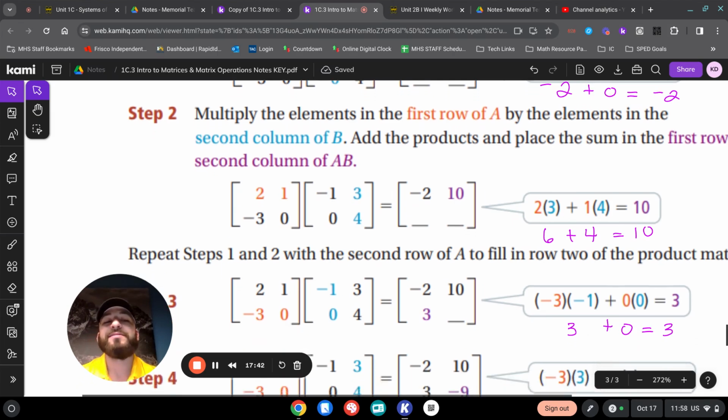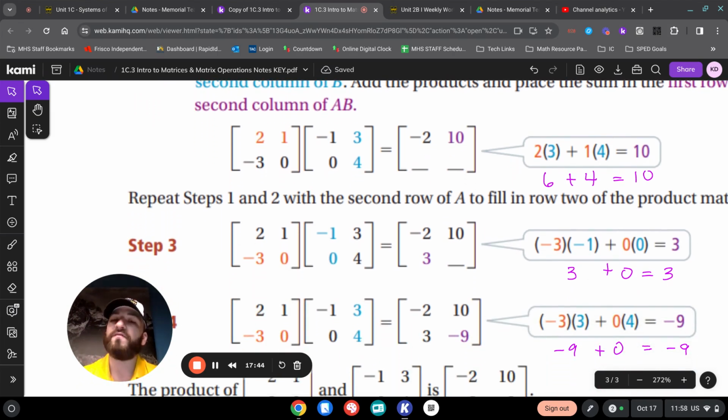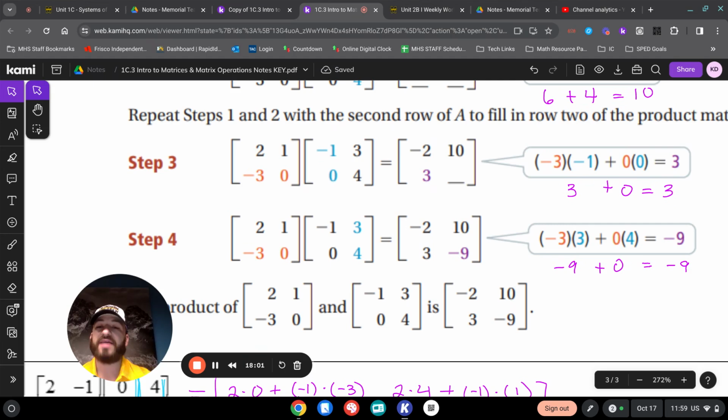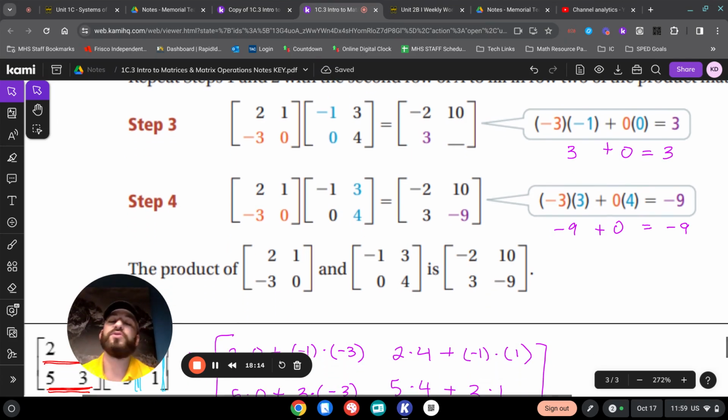And then second row now, but first column again. So -3, 0 times -1 and 0. So -3 times -1 is 3. 0 times 0 is 0. 3 plus 0 equals 3. And that gives me my next piece. And then last but not least, second row again, but now times the second column. So -3 times 3 is -9. 0 times 4 is 0. -9 plus 0 is -9. So my product of 2, 1, -3, 0 and -1, 3, 0, 4 is -2, 10, 3, and -9.